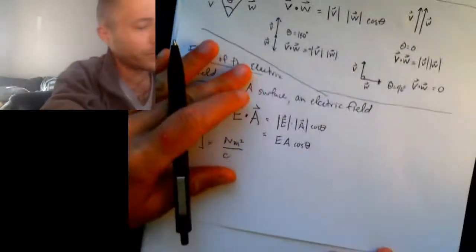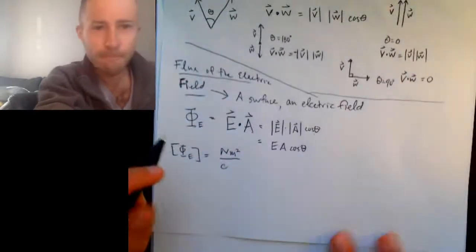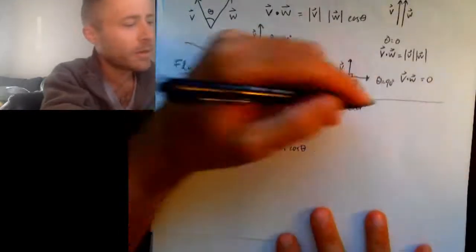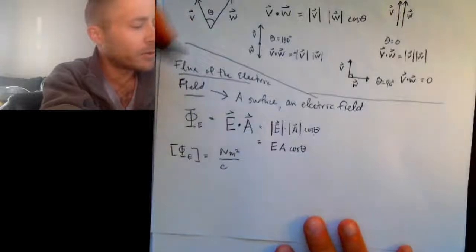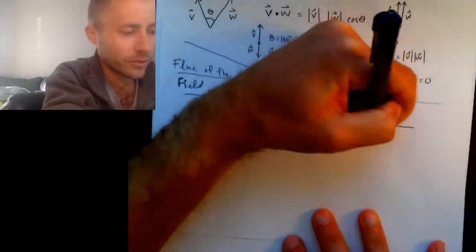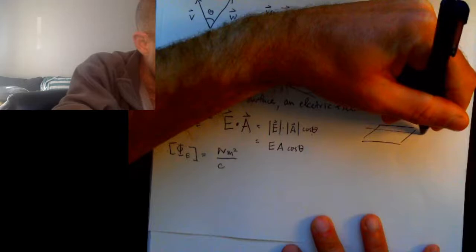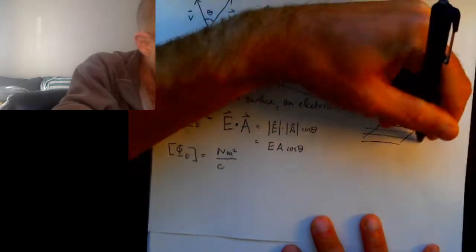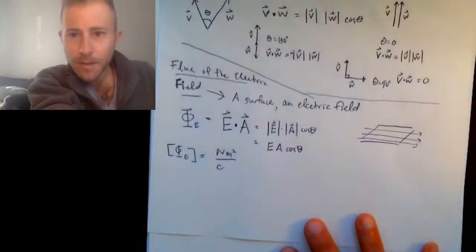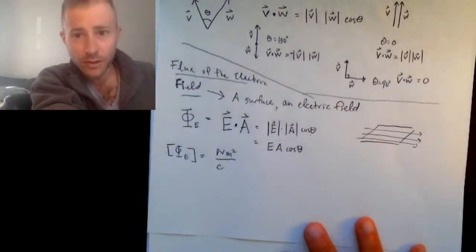Let's suppose you have a situation like this, where here is your surface, and then here is your electric field. The electric field is parallel to the surface, like that. All right. What is the electric flux in this case?